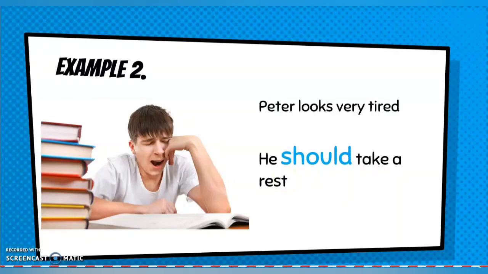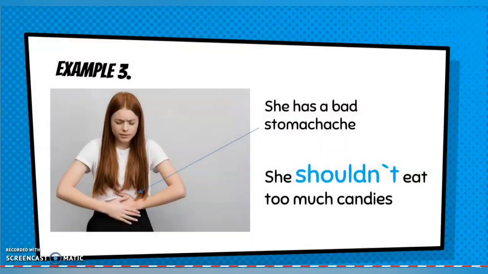Okay, let's check another example. She has a bad stomachache. Ella tiene un terrible dolor de estómago. She shouldn't eat too much candies. Ella no debería comer tantos dulces. So as you can see, shouldn't is the negative y funciona igual que el should en afirmativo, acompañado de un verbo principal que en este caso es eat, comer.